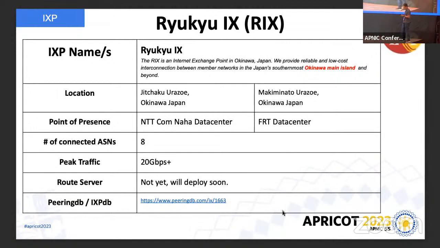Hi, Takanori again. I'd like to introduce Ryukyu IX, we call it RIX. Ryukyu IX is a local Japan internet exchange in Okinawa Island. Only Okinawa Island is taking a service for that. And it's still small because Okinawa Island is very small. But the traffic is 20 right now and AS is 8. Okinawa has only 12 ASs running for this area. So 8 is already enough. But we are waiting for the remote peering from Tokyo or maybe Osaka. But please contact us. We are very happy to peer. Thank you very much.